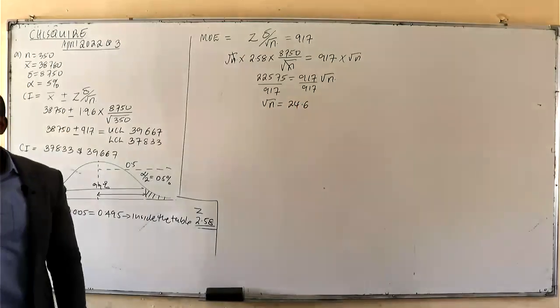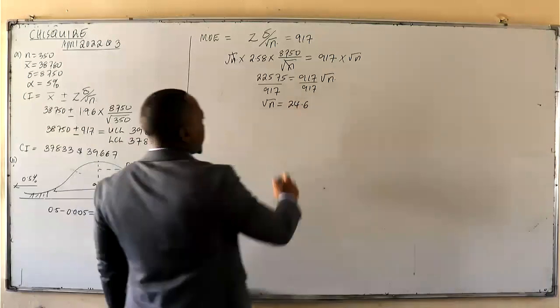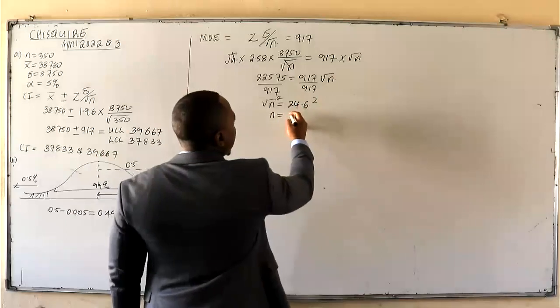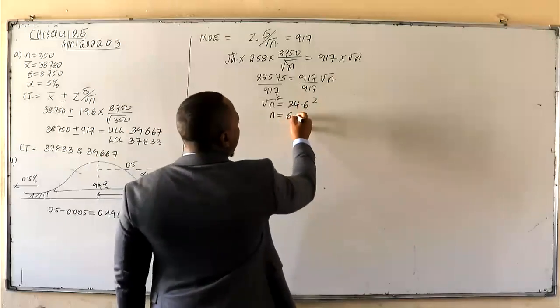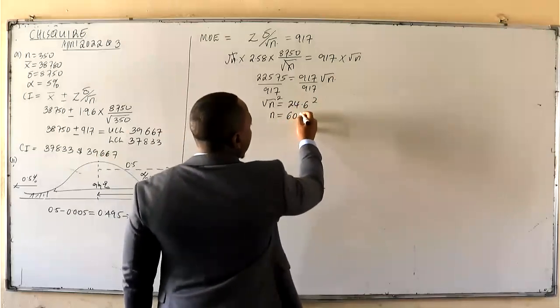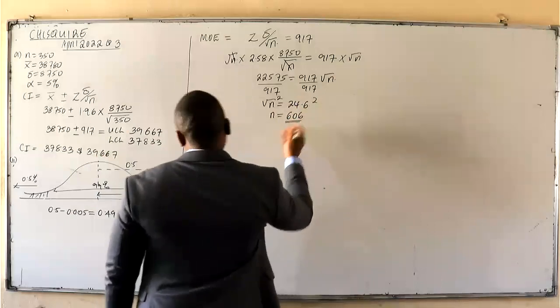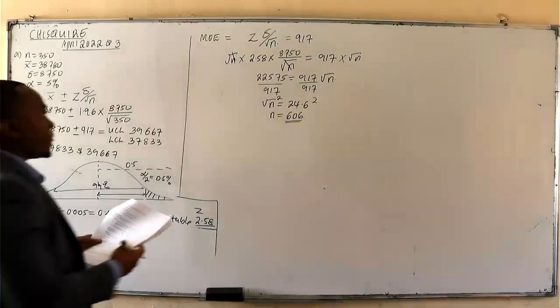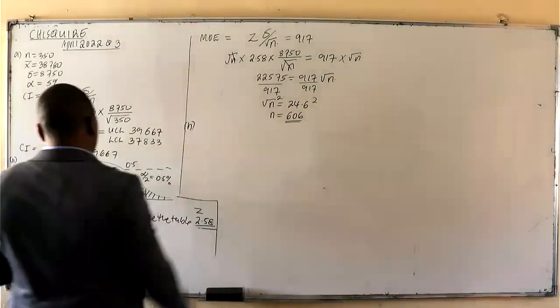So what do you do? You square. Good. So you square. You get 606. As simple as that. For us to be at 99% confidence interval, you must have a big sample size of 606. Number B of the question, you can do it as an assignment.